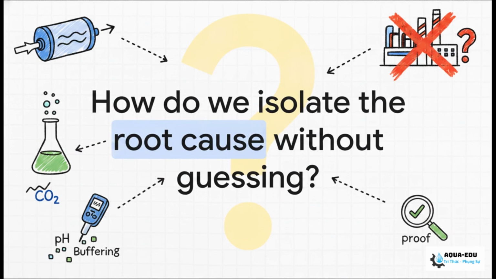So we've got 3 solid hypotheses: an RO slip, a CO2 overload, or a lack of buffering. But here's the real test for us as operators. How do we isolate the true root cause without guessing and without needlessly taking the entire plant offline? Well, we need hard proof.